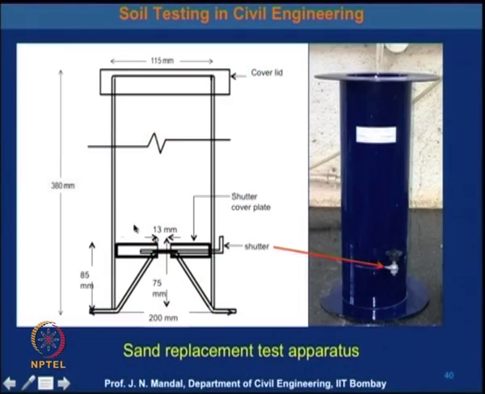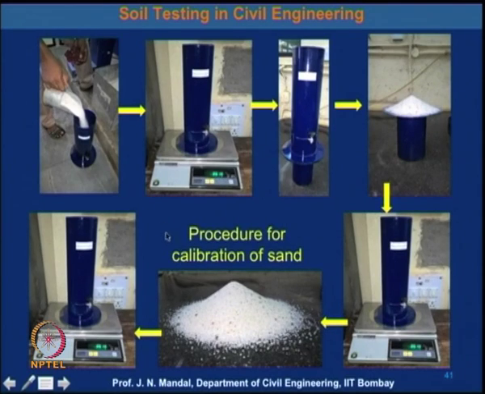Now, here you can see the sand replacement test apparatus. This is the sand replacement test apparatus, and this is the cone. This dimension is 200 millimeter, this is 8.5 millimeter, and here is a cutter. This cutter can be replaced, and then you can fill it with the sand and you can measure what the volume should be. So, this is the procedure for calibration of the sand. You can see.